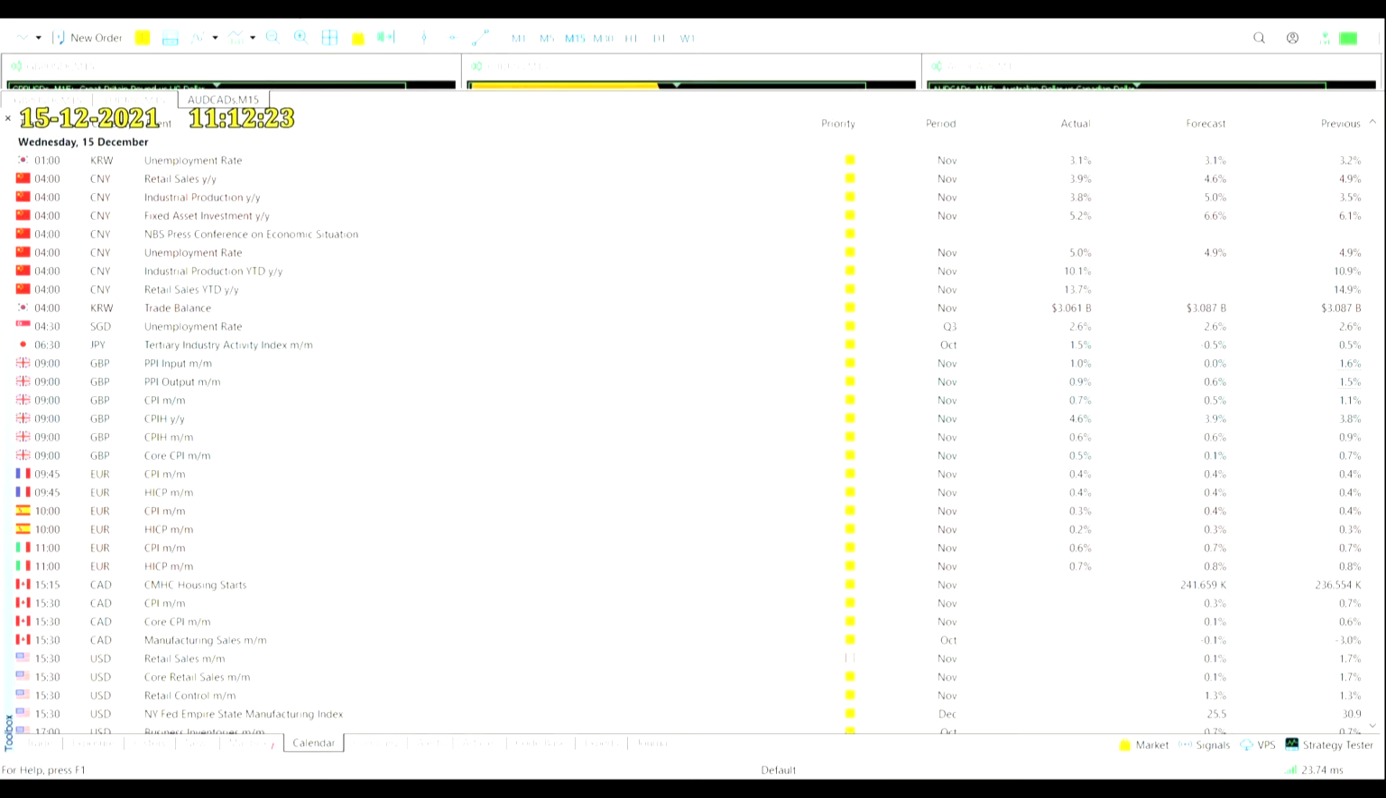Then 9 AM, Great British Pound, plenty of numbers coming out of there. PPI input month on month, 1%. PPI output month on month, 0.9%. Not ideal there, and a CPI print of 0.7%, but they won't be too pleased with that. It does come on top of a 1.1 previous. The Bank of England due to meet tomorrow and make an interest rate decision.